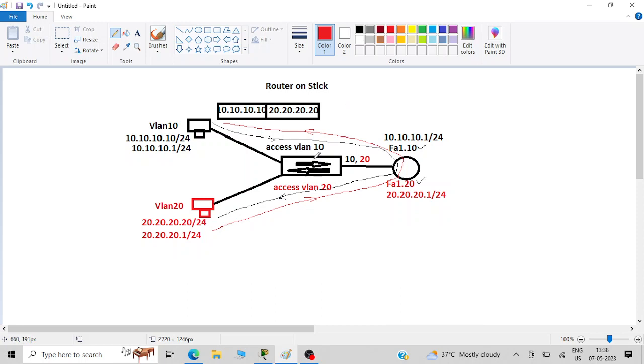Next we will see a lab of this router on a stick concept, which will make more sense. So I think this has been informative, and I would like to thank you for viewing.